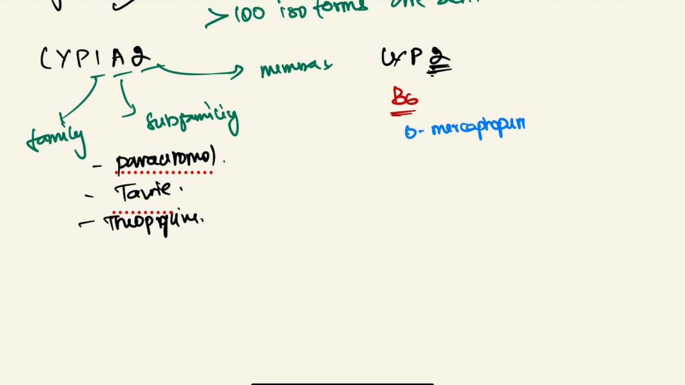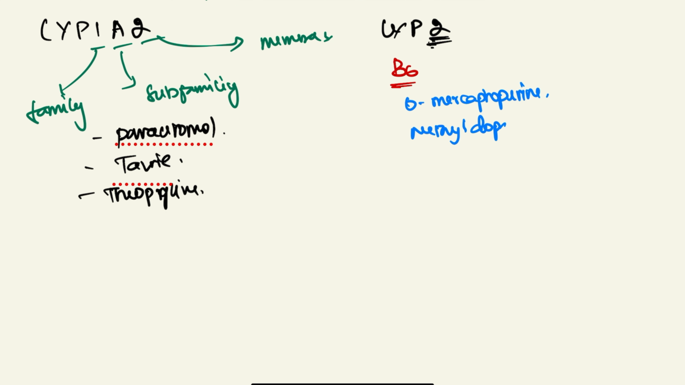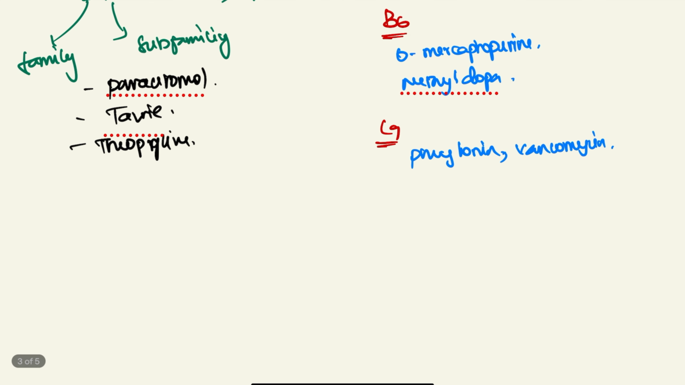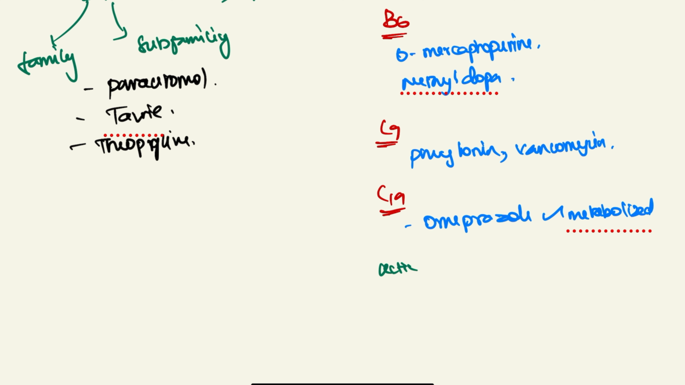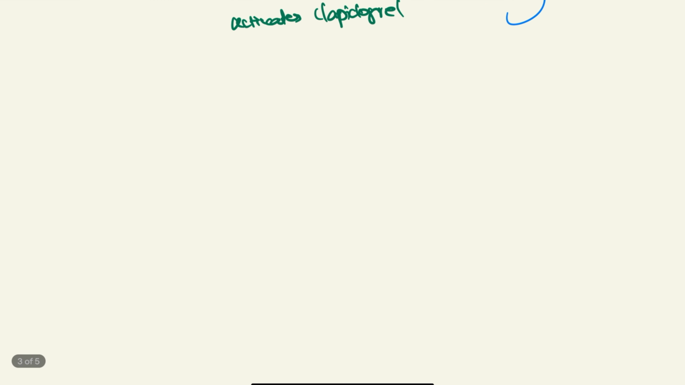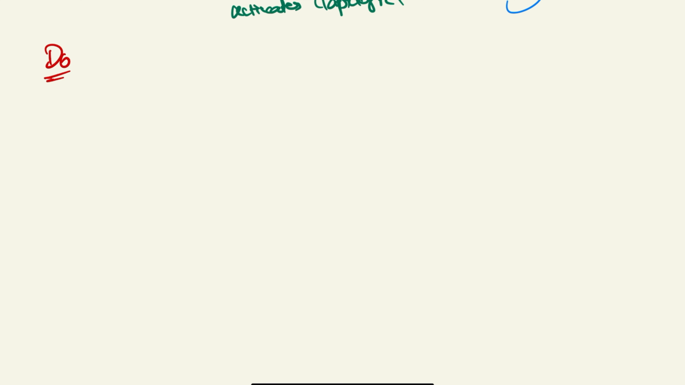First we saw A, now we're going to see B, particularly B6. B6 mostly starts with M. Remember BM: it is O mercaptopurine and methyldopa. Remember as BM, bank manager. And then come C9 and C19, which are cytochrome P2C9 and cytochrome P2C19. When it comes to C9, it is phenytoin and vancomycin. And when it comes to C19, it is omeprazole and clopidogrel. It basically activates clopidogrel. Now these two undergo competitive inhibition, where one competes with the other.